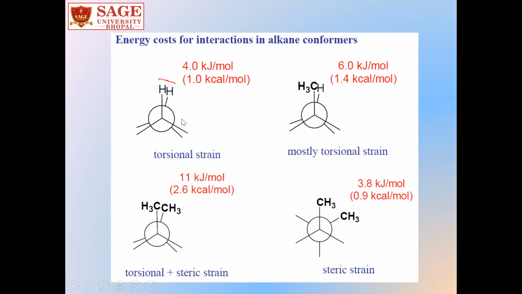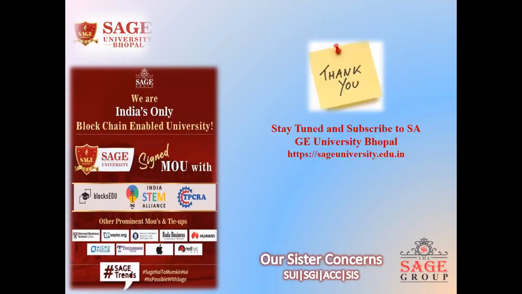So we can see here it was mostly torsional strain. For this one, torsional as well as steric strain, because both are very big groups. In gauche conformation, this is only the steric strain. So this was the energy cost for interactions in alkane conformers. Thank you.